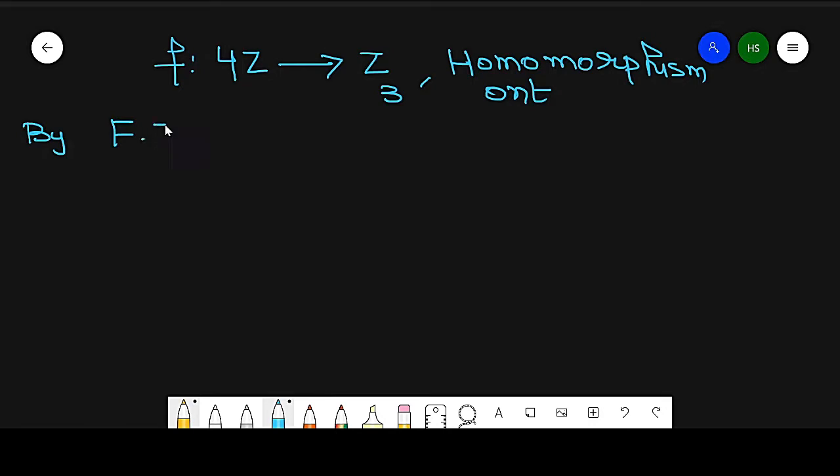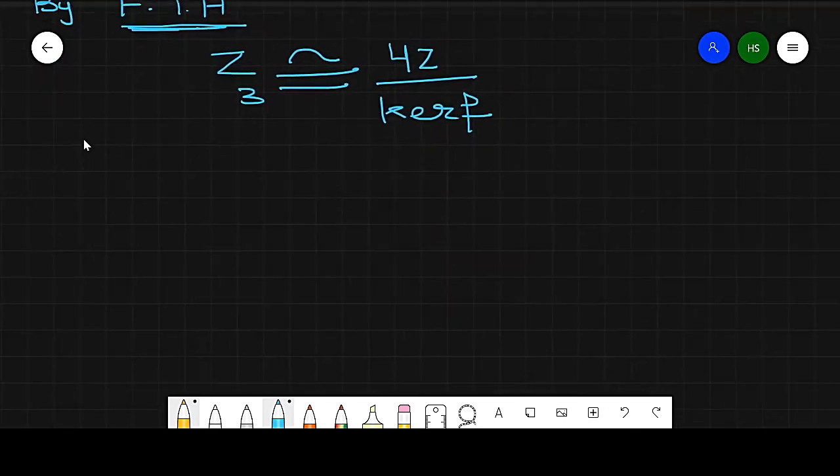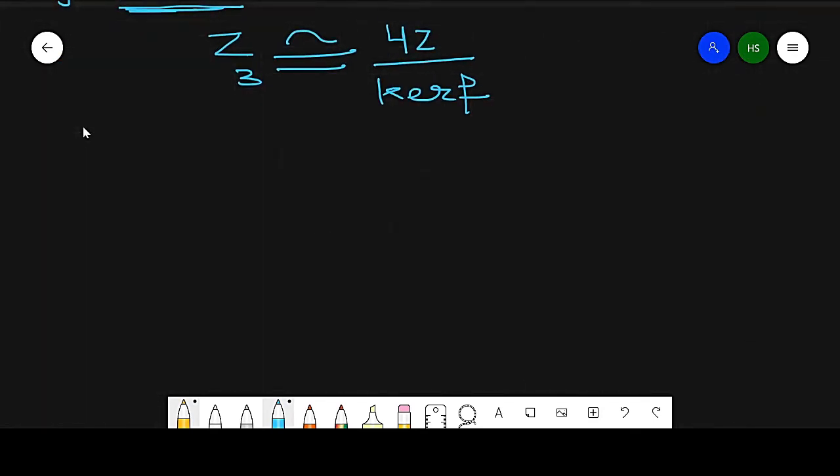So by the fundamental theorem of homomorphism, you write the entire statement of the fundamental theorem of homomorphism. It implies Z3 is isomorphic to 4Z by kernel of F. Now to prove that kernel of F is equal to 12Z. So kernel of F is equal to 12Z.